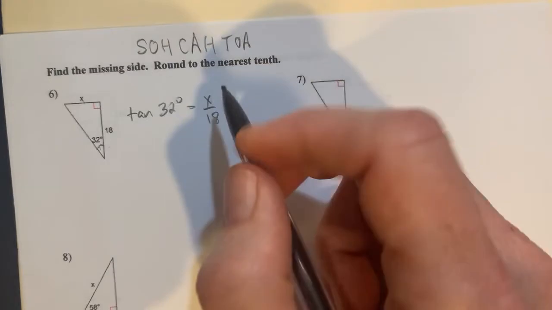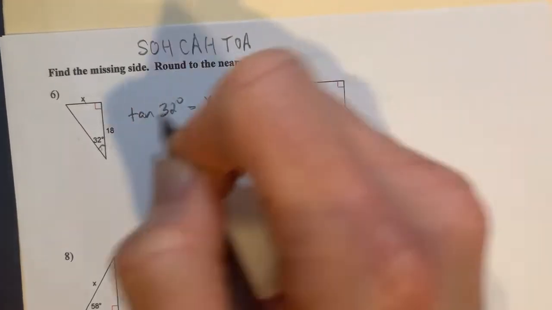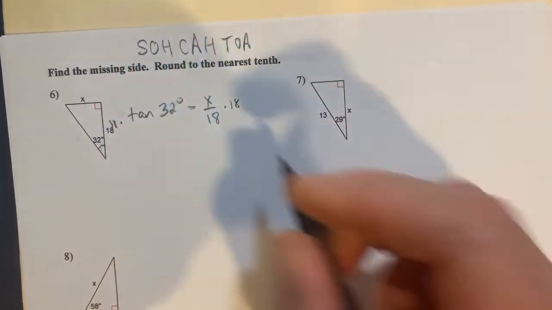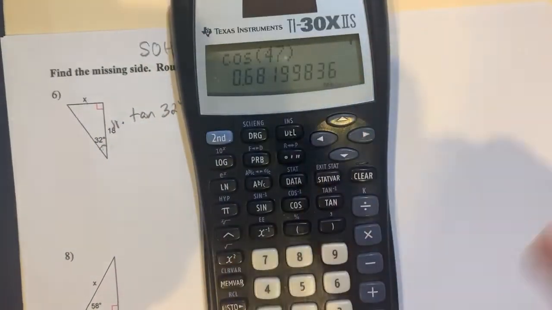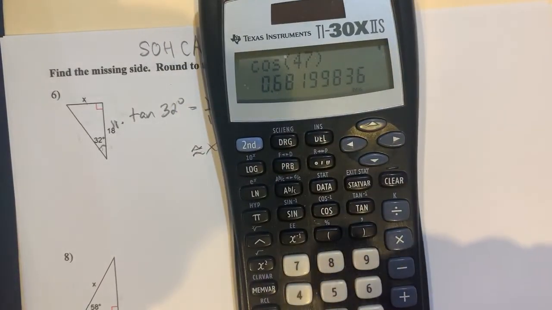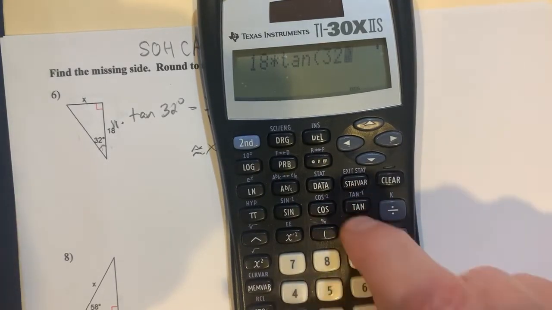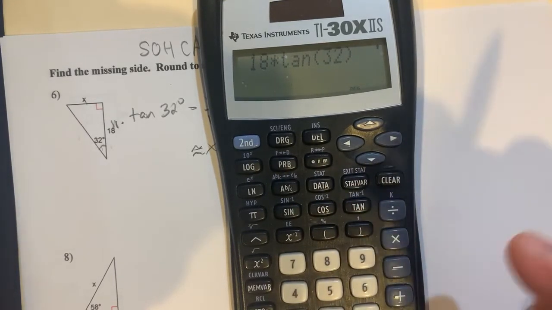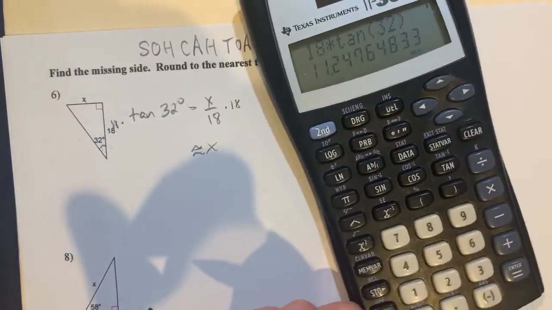Now it's just algebra. So I need to get x all by itself here. So I'm going to multiply both sides by 18. So that gives me x. And this is where I'm going to bring out that calculator again. Okay. So I'm going to go 18 times tangent 32 degrees. And it says round to the nearest tenth, so I should have 11.2.